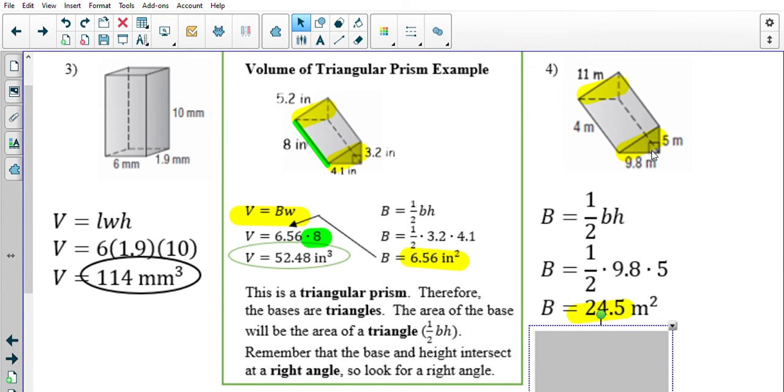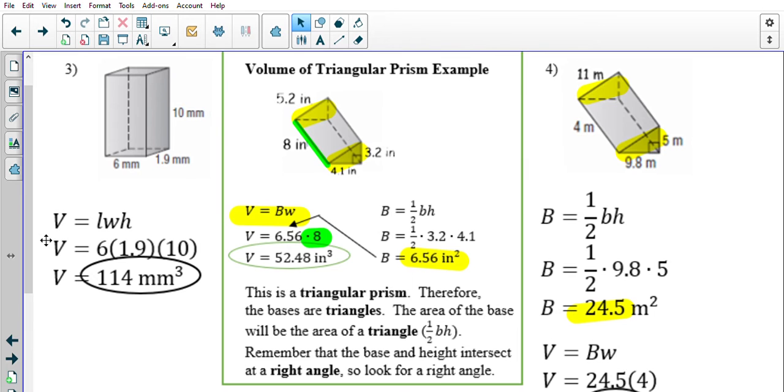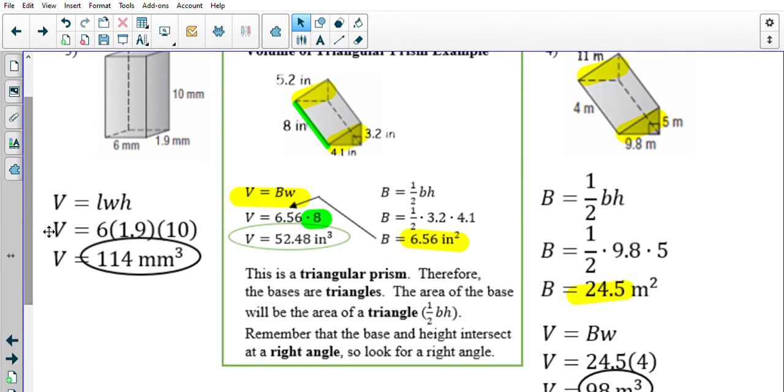Now, when we go to find the volume of this thing, we're going to do area of the base times the width. The width of this prism is the distance between your 2 triangular bases, which will be 4. I do not need to use the 11 at all, but I'm going to take 24.5 area of the base times the width, which is 4, to get 98 meters cubed.